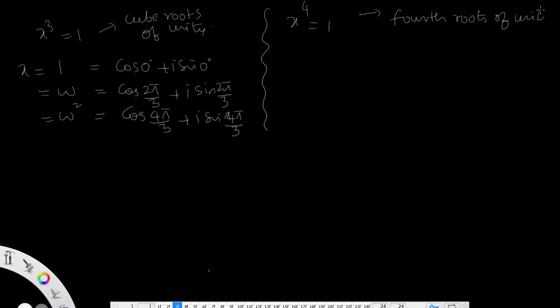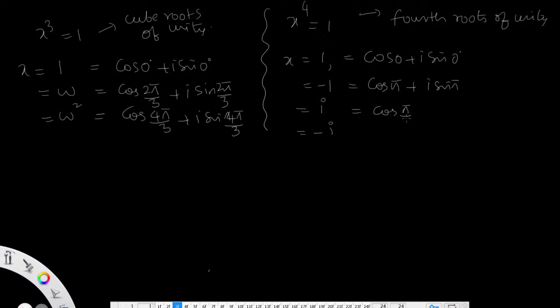If n equals 3, that is the cube roots of unity. If n equals 4, that is the fourth roots of unity. What are the values? We got the values 1, -1, i, and -i. Writing in trigonometric form, 1 is cos 0 + i sin 0, and -1 is cos π + i sin π. i is cos π/2 + i sin π/2, and -i is cos(-π/2) + i sin(-π/2).